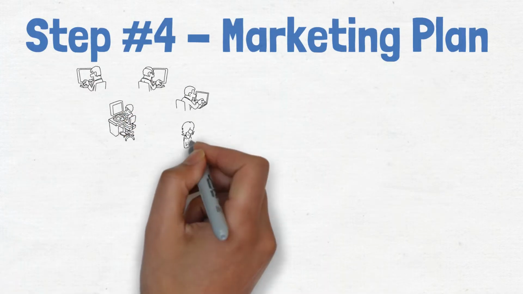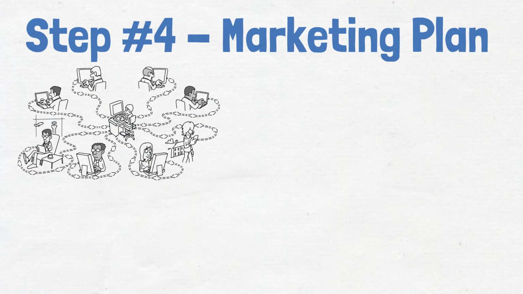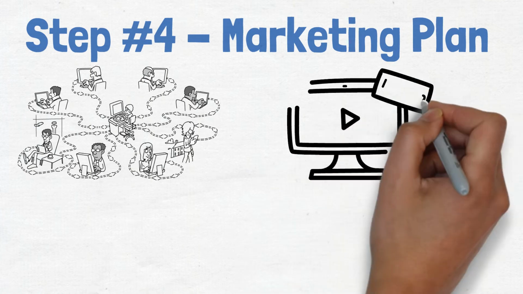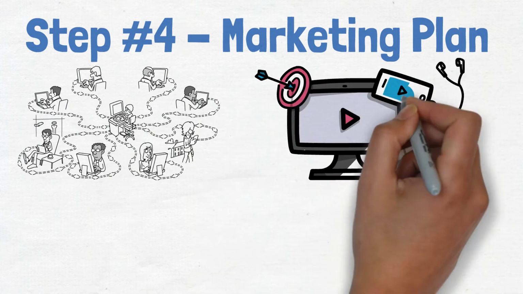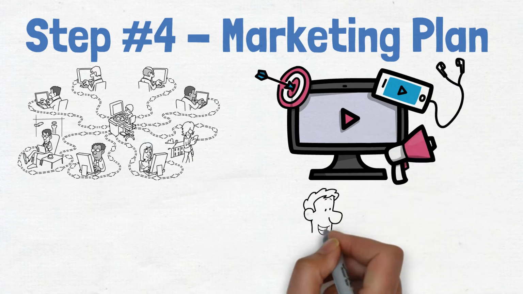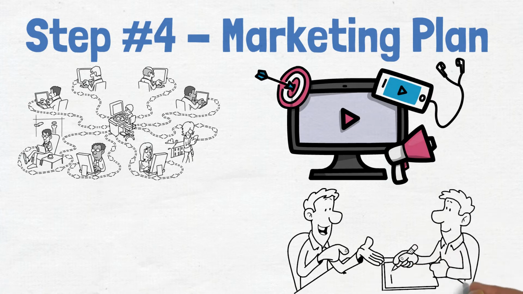Step number 4, marketing plan. The marketing plan is where you determine who your target market is and how you're going to reach them. You'll need to consider things like your budget, your objectives, and what methods of marketing are most effective for your industry. If you're not sure how to create a marketing plan, there are plenty of resources available online, or you could even hire a marketing consultant to help you get started.